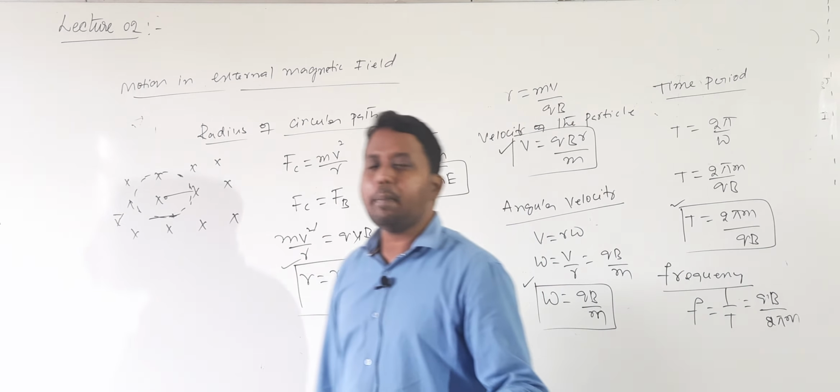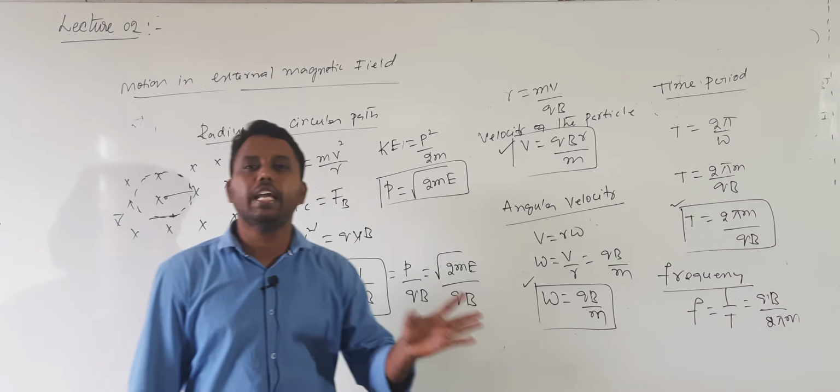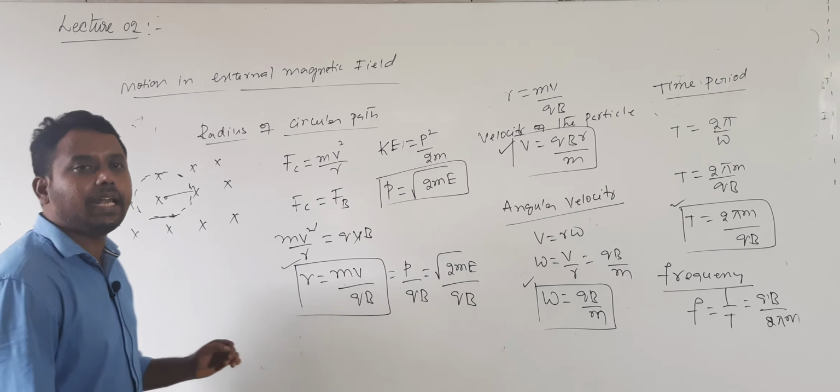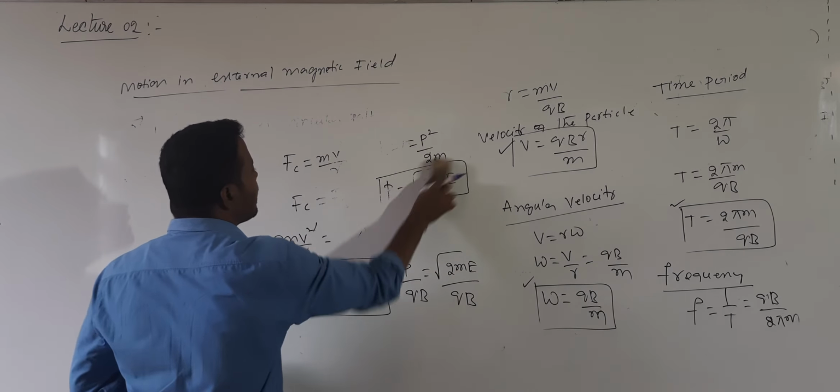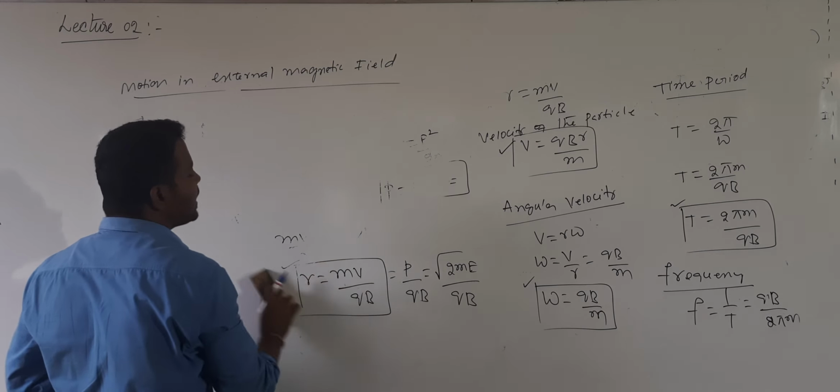When theta is 180, the particle path is also a straight line; it will not deviate. But when theta is 90, the particle path will be circular. It will move in which path? Circular path.